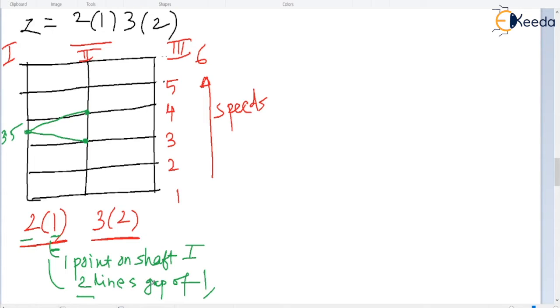Similarly, if we check the second stage, it is already mentioned that there should be 2 points, so our answer is right. Those 2 points are on shaft 2, and from each of these points there should be 3 lines at a gap of 2. First we will concentrate on the lower point. We are going to draw 3 lines from this point at a gap of 2. The first line we draw here, the second line somewhere here, and the third line somewhere here. So we will join it.